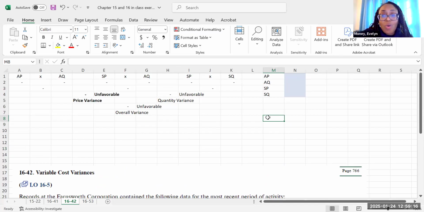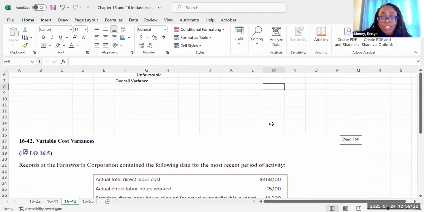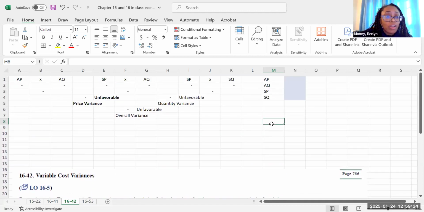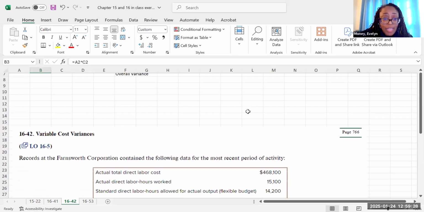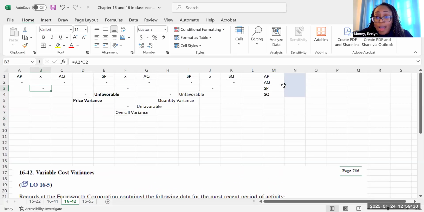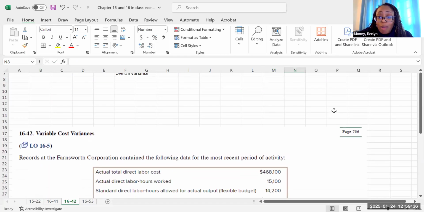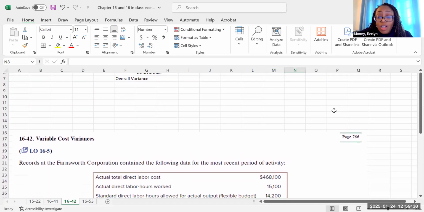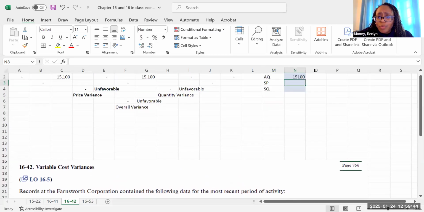Let's fill in what we can actually find. So actual total direct labor cost was $468,100. So that means that $468,100 needs to show up there at some point. Let's see what else I have. Oh, I have my actual hours worked, 15,100. So if I know my actual hours worked and I know the actual cost, I can find the cost per hour by taking the 468,100 and dividing it by the 15,100.